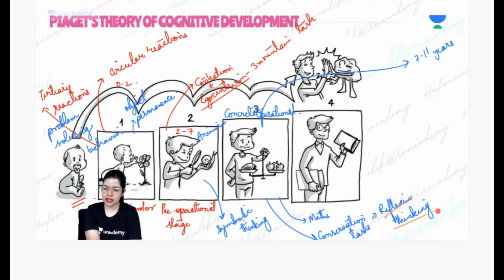Reversibility simply means that the quantity of an object remains the same no matter what the form is. So have you ever done this experiment? We have done it on children.